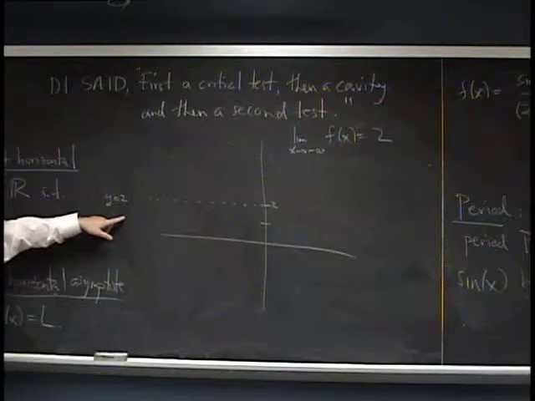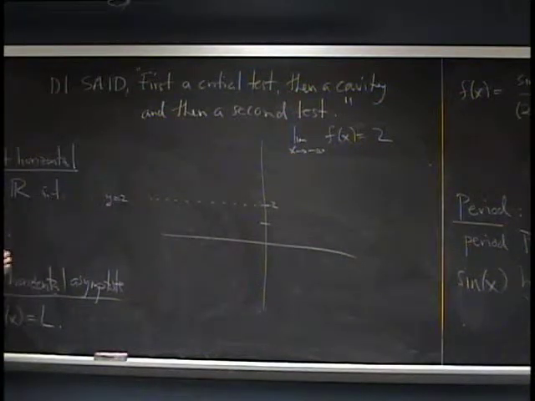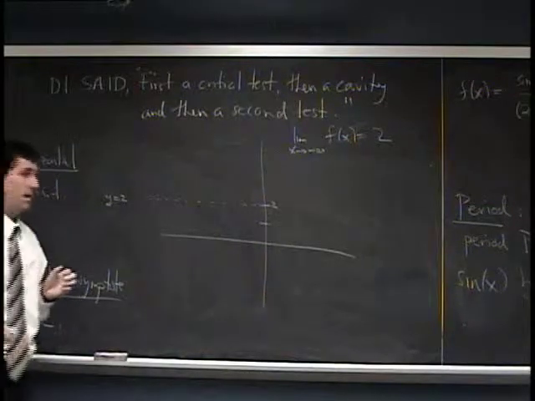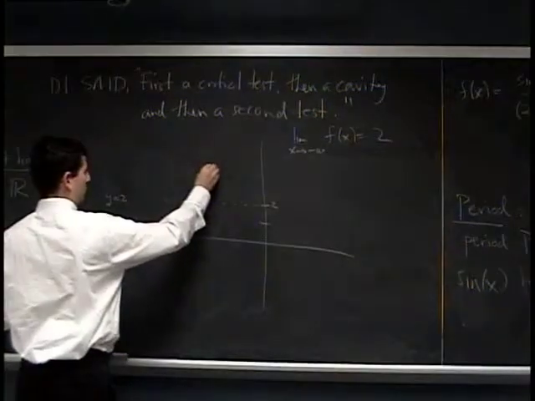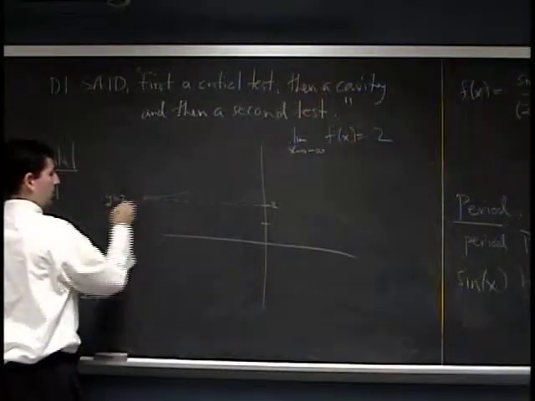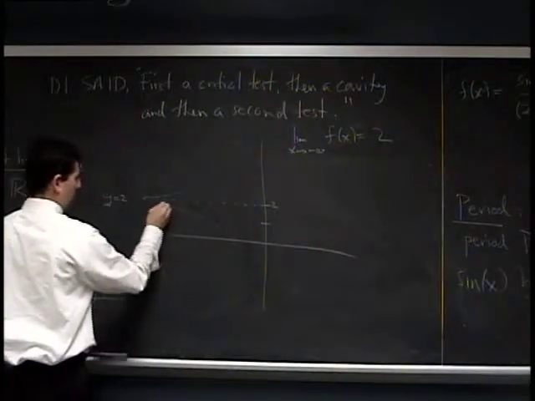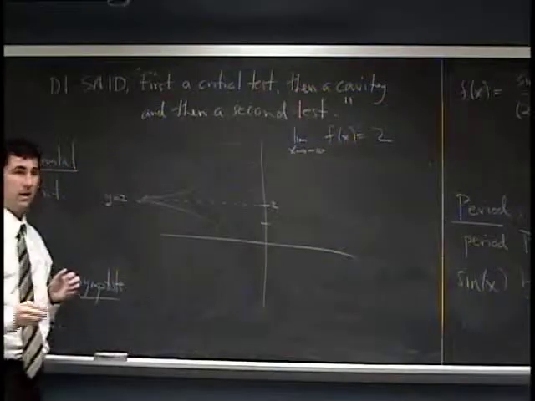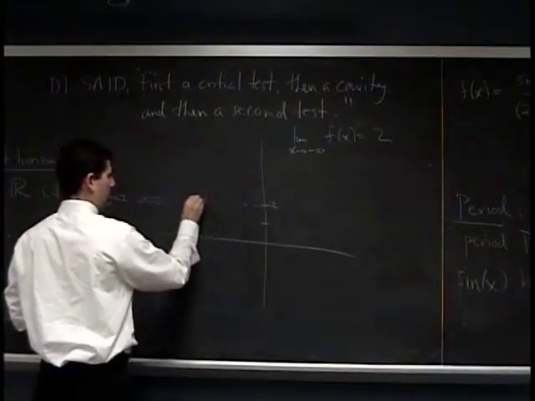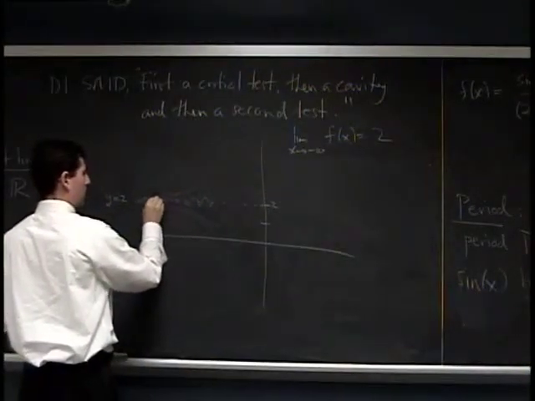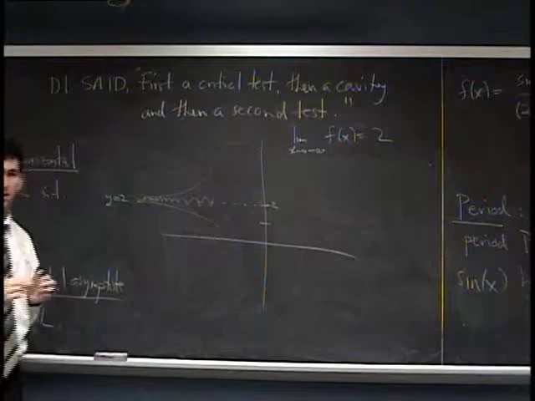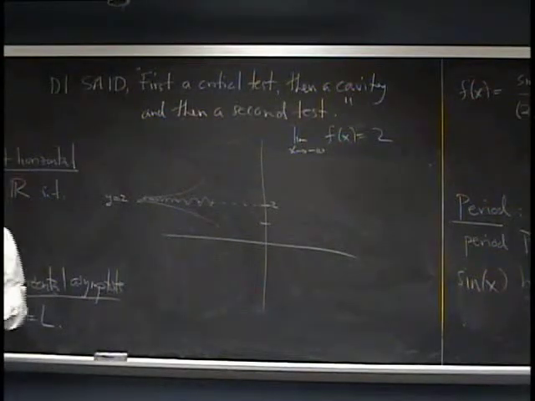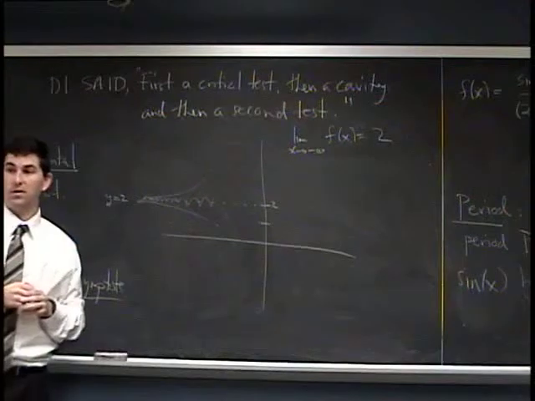Now, what does that mean as far as what the graph looks like? That's hard to say without more information. It could be going like this. It could be going like this, getting close to 2. It could be going like this. There's a common misconception about asymptotes that a function can't cross an asymptote. That's not true. It can cross an asymptote.